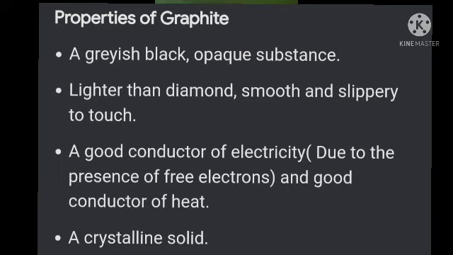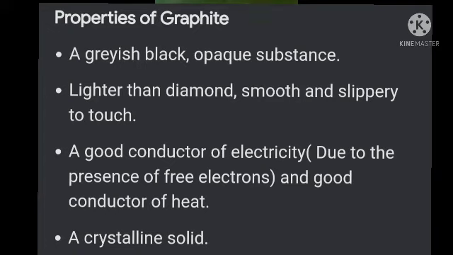Second property, it is a very stable allotrope of carbon, but at a very high temperature and pressure, it can be transformed into artificial diamonds. It is more reactive than diamond. This is the third chemical property. It is chemically more reactive than diamond.